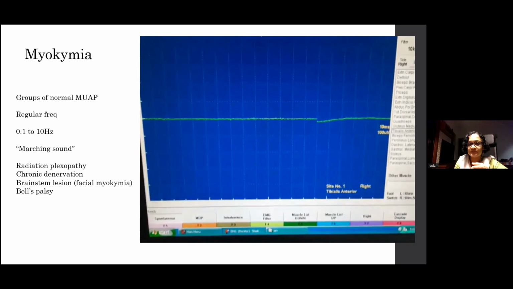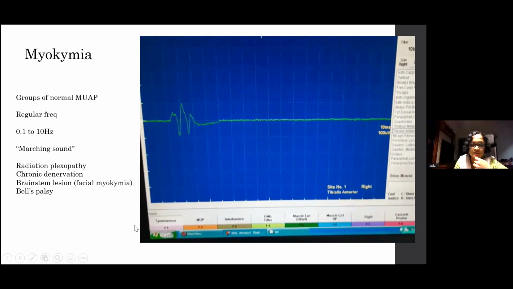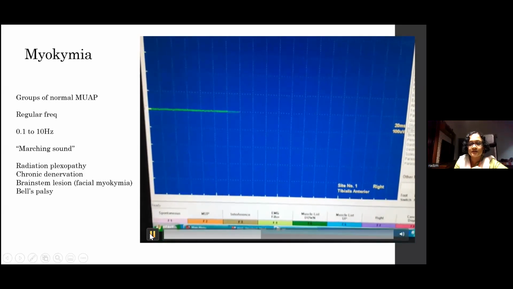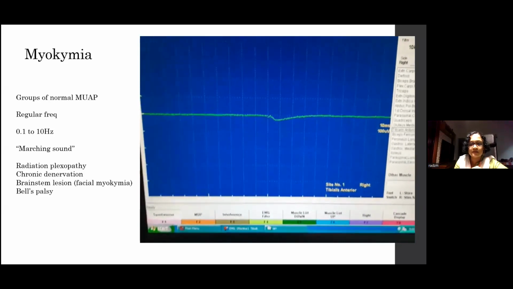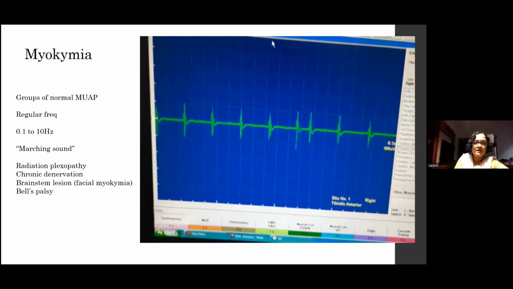So those are the individual potentials, and that's the characteristic marching sound that you see with myokymic discharges. Okay.